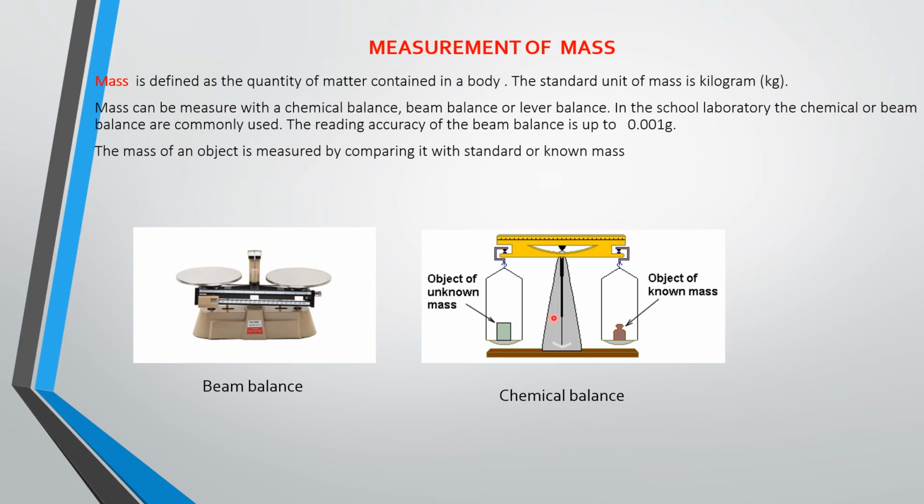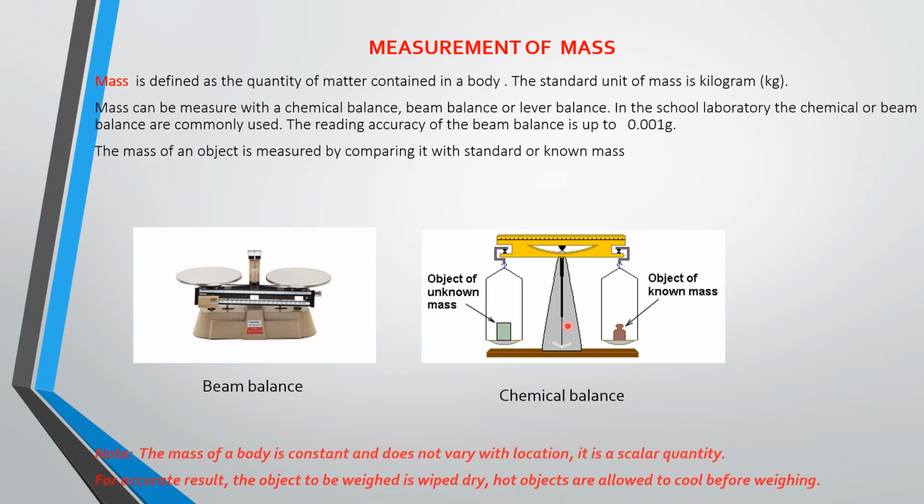Same thing too with the chemical balance. The two work with the same principle of levers. So this is your known weight, then you add your unknown weight until it balances on this lever. Once it balances, you know that this weight is equal to this. You now take your readings. So that is how to measure mass in the laboratory. You can either use your beam balance or your chemical balance to measure mass.